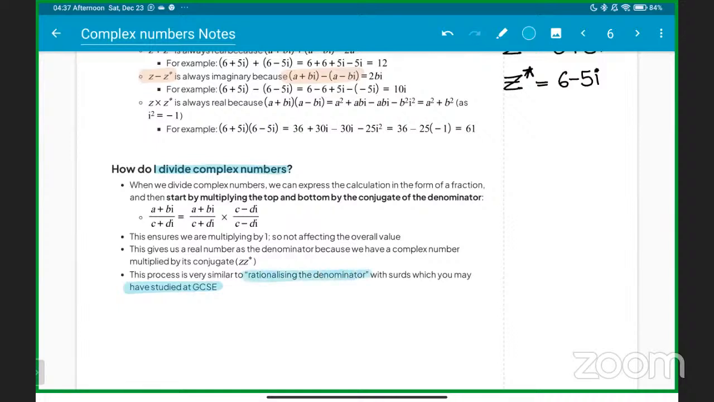If anyone has done rationalizing, very good. If you haven't, I will explain how to rationalize. But in complex numbers, you will have to rationalize as well. This is the formula of rationalizing. Don't worry about the formula, I will explain with an example.